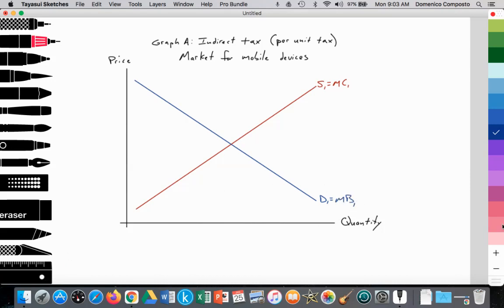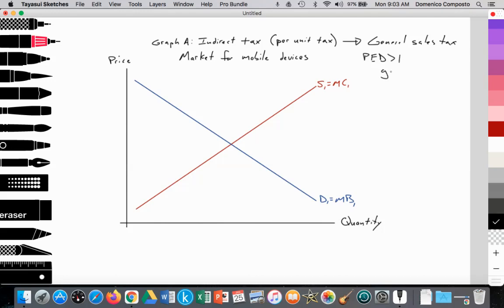So again, this is an indirect tax, kind of like a general sales tax, typically applied on elastic goods and services, goods and services with the PED greater than 1, and they all face the same tax amount, which may vary from country to country.